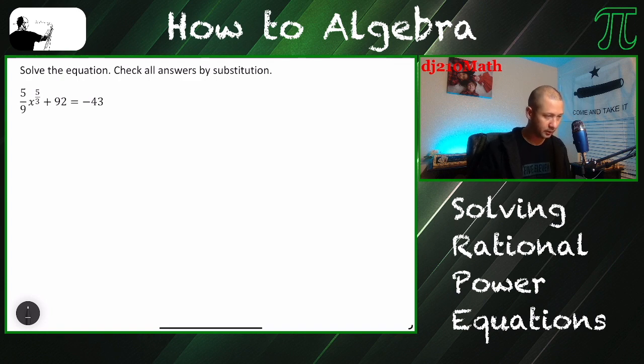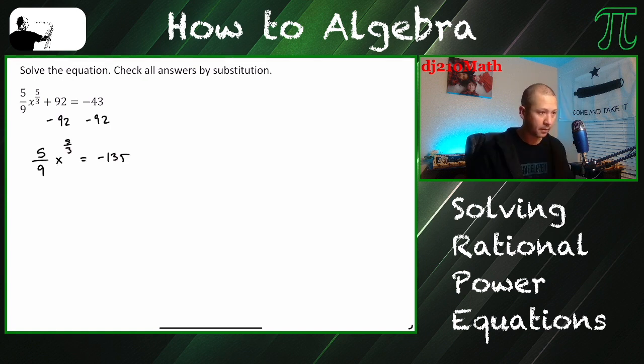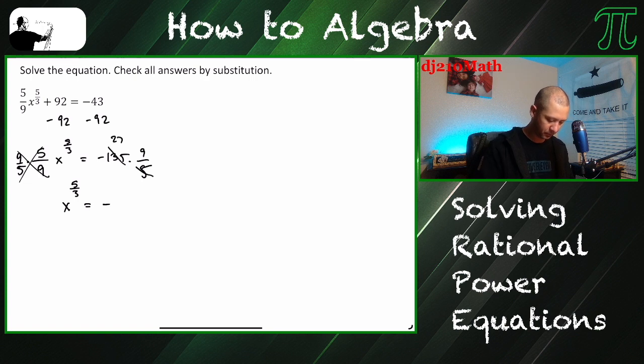So I'm going to isolate x, subtracting 92 from both sides. All right, so we get negative 135 on the right. I'm going to multiply by the reciprocal. 135 divided by 5, 27. 27 times 9, negative 243. Okay, so here's where it gets interesting.